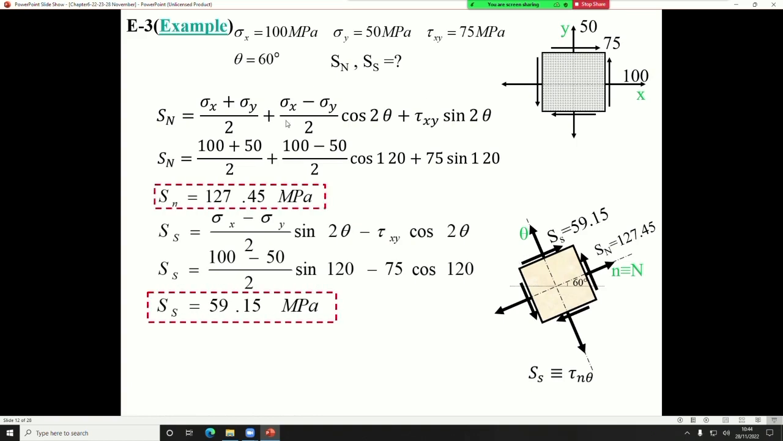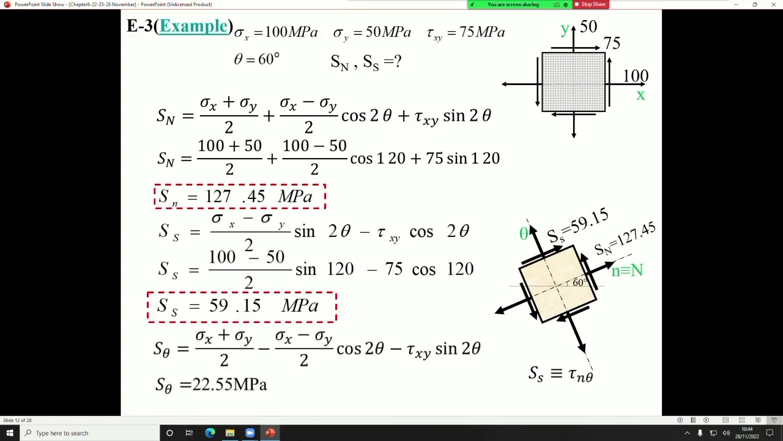So as I said, if in this equation I just write it minus, and we find S theta. If I was going to compare the yield stress of the material with the maximum stress here, which is 100, then it wouldn't be right, because as you can see, in a plane at an angle of 60 degrees, the normal stress is 127, which is more than 100.